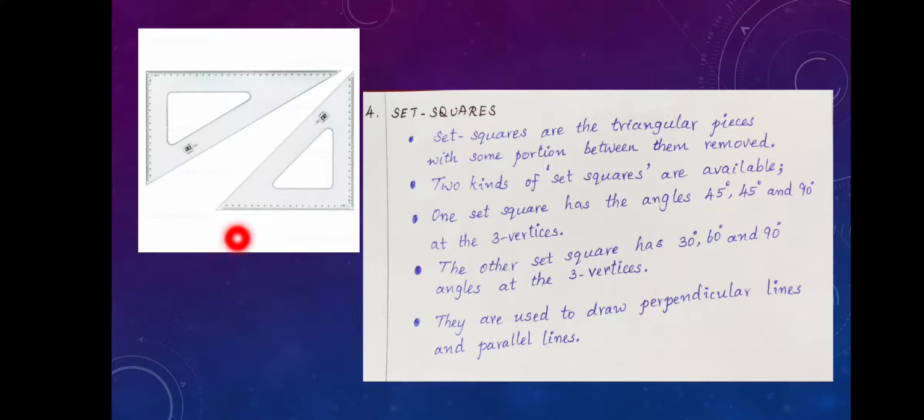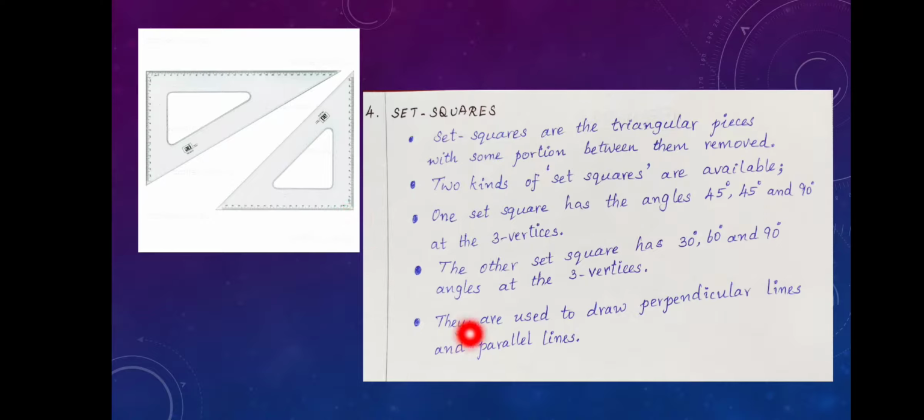They are used to draw perpendicular lines. The lines which are perpendicular to each other are called perpendicular lines. If the angle between two lines is 90 degrees, then those two lines are called perpendicular.